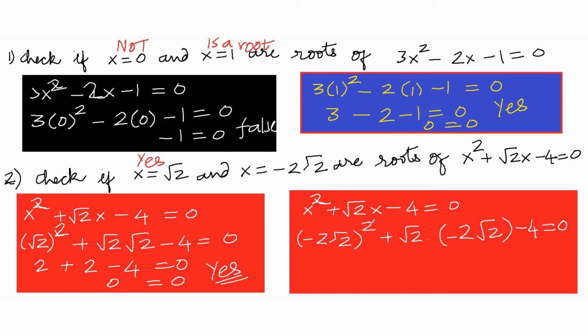Minus square is positive, 2 square is 4, root 2 square is 2, 4 2s are 8. Plus into minus is minus, root 2 into root 2 is 2, 2 2s are 4, and minus 4 equals 0, which implies 0 equals 0. So yes, x equals minus 2 root 2 is a root of this particular quadratic equation. And in this second problem, we saw that both the values of x that were given were the roots of the given quadratic equation.